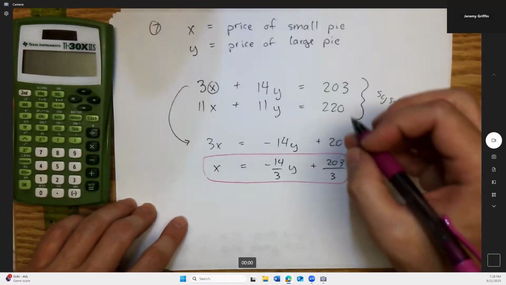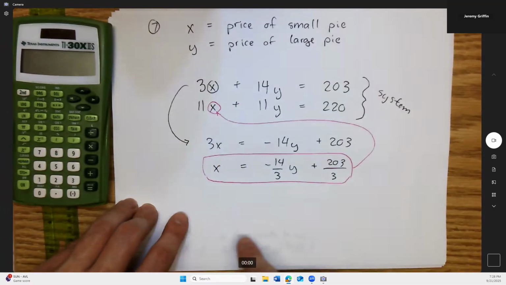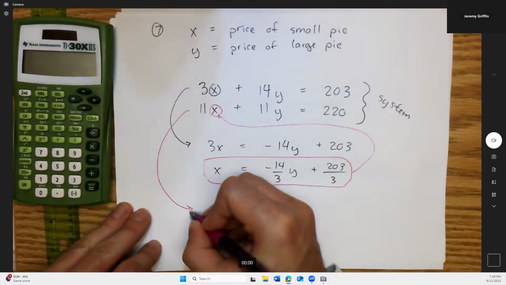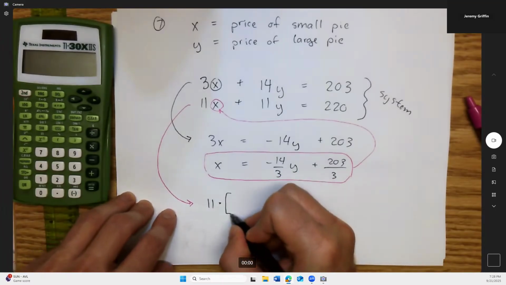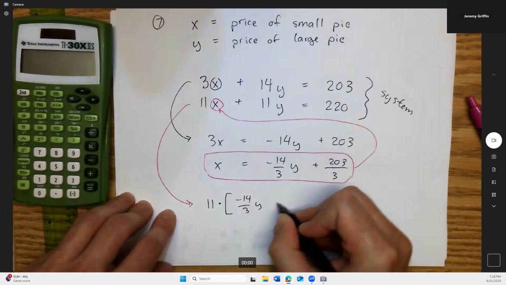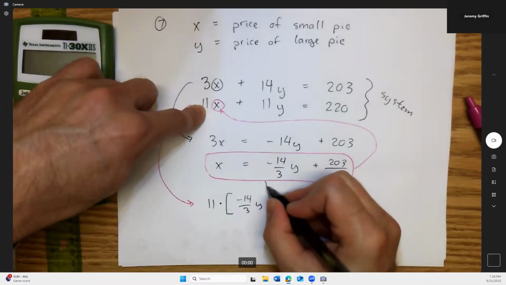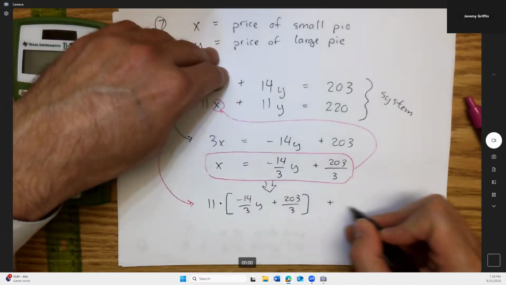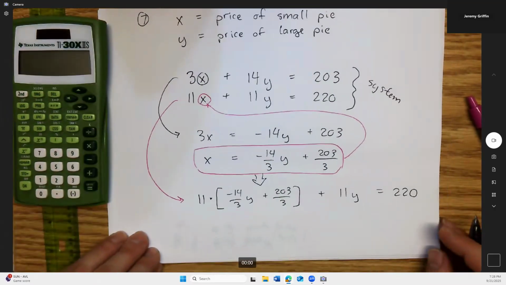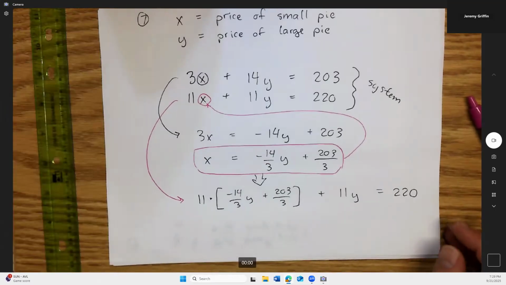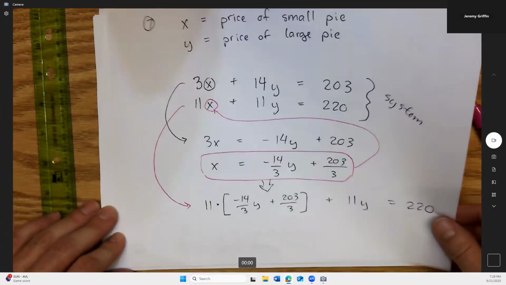We're going to take that and substitute that into this x right here in terms of y. Let's bring that whole thing down. So 11x, but I'm not going to say x. I'm going to say this whole expression right here: negative 14 over 3 y plus 203 over 3. That is what x is now. It's the same thing. Plus 11y equals 220. So there we go. This is in terms of Alberto, substituted with some information from Cassandra.